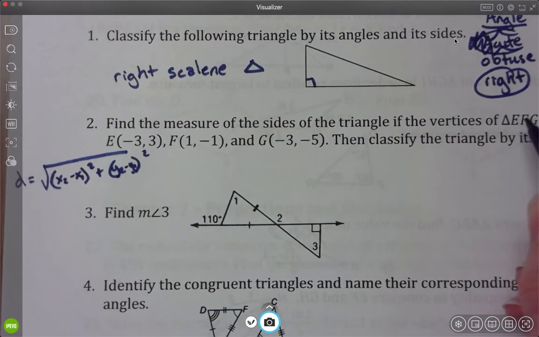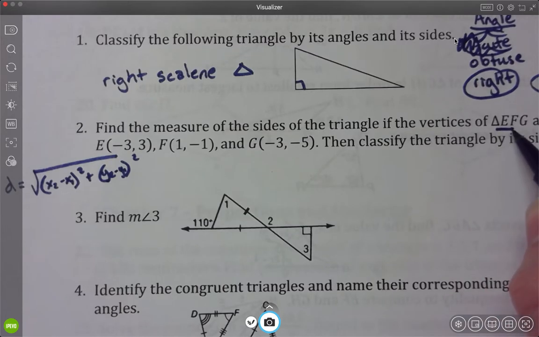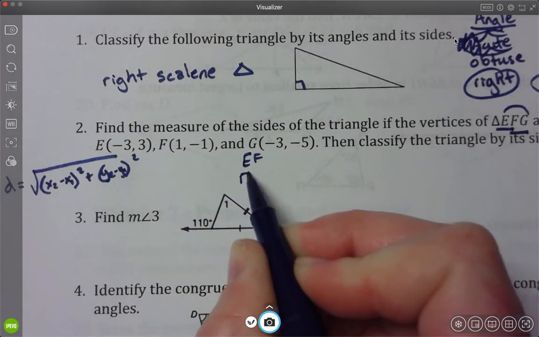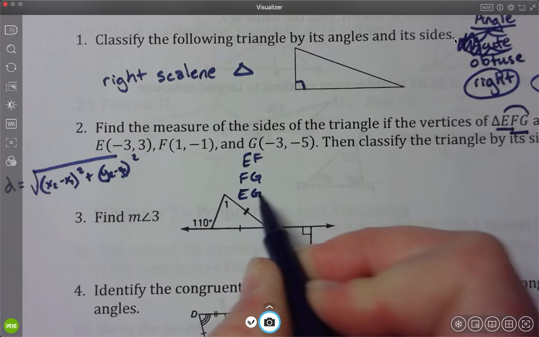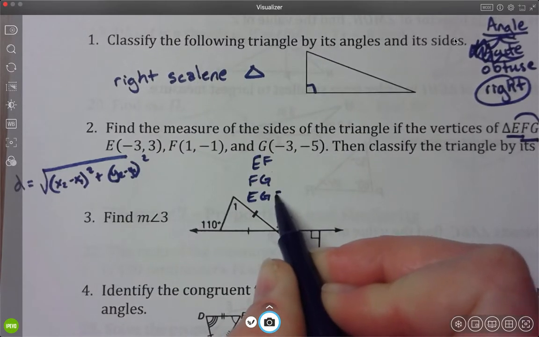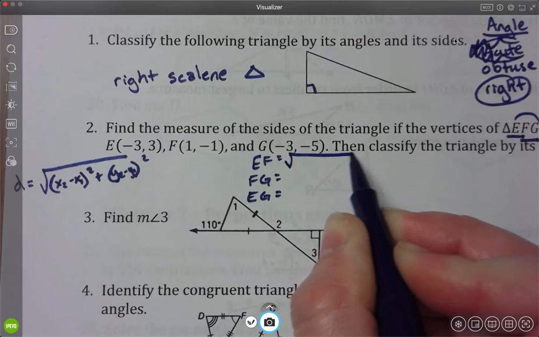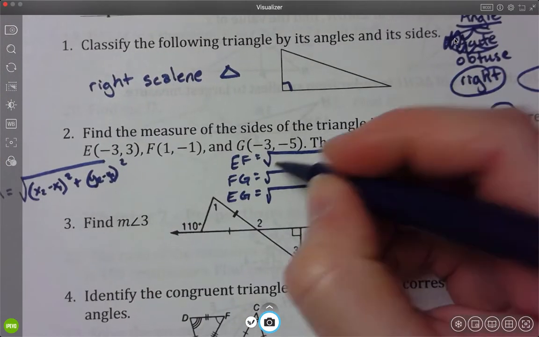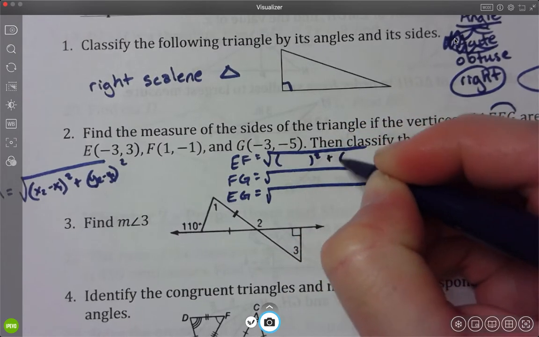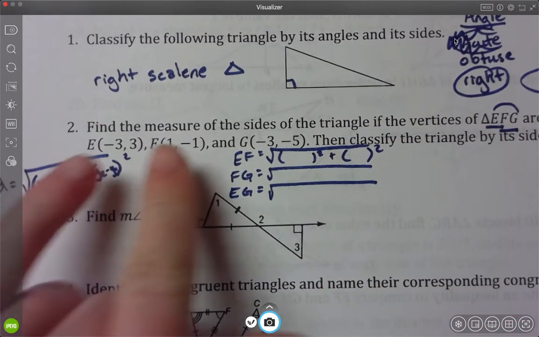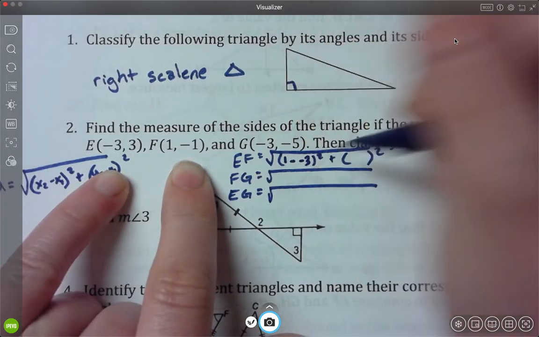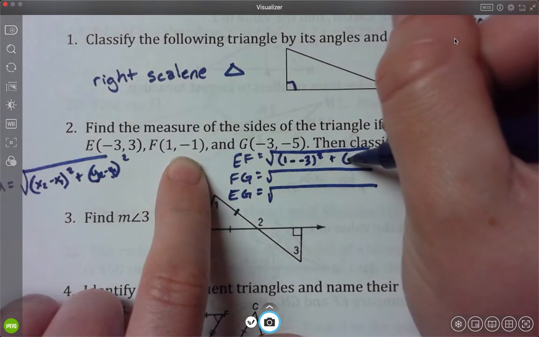So one of the sides is going to be EF, another side is going to be FG, and then the third side is going to be EG. So let's do those. EF, FG, and EG. And we will write each one of those out. Big, long square root. Okay, so starting with EF. All right, from E to F, my second x coordinate I'm going to say is 1 minus a negative 3. Then I have negative 1 minus 3.